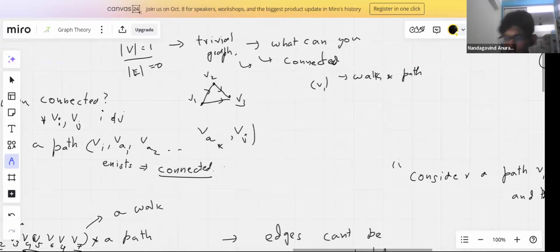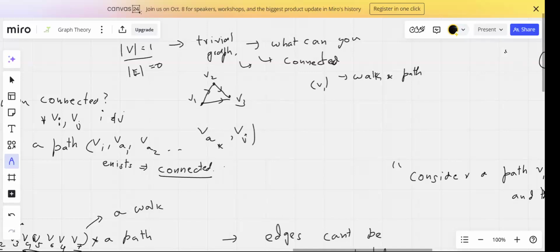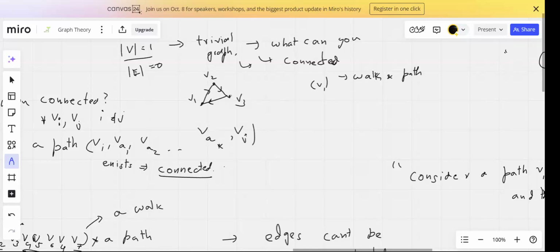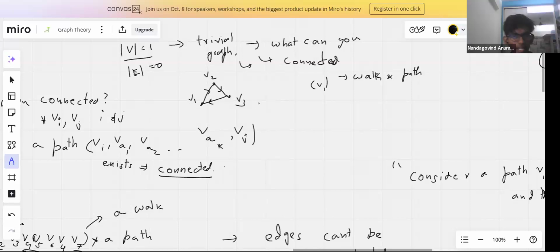No, not by the definition of standing at V1 and walking to V3. We don't consider this a connected graph because from V3 I can't go to V1. From V3 there's no way out. I can't even go anywhere from V3. So in this case, it's not a connected graph. But if the arrow from V1 to V3 is reversed, then it's a connected graph, because from every vertex you can travel to any other vertex.